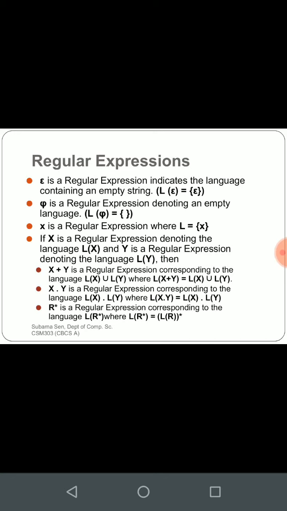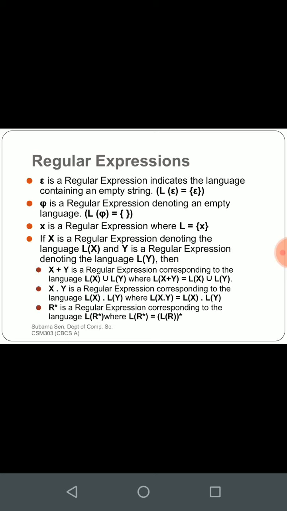Similarly, if X dot Y is a regular expression, then dot here means intersecting, nothing else, so the dot of the two regular expressions or the two languages will be equivalent. Then R star is a regular expression corresponding to L of R star, and this L of R star is equal to L of R whole star. What is the meaning of this? It is nothing but the closure property. It is closed. You all know from group theory what closure is, so it is closed under this operation.